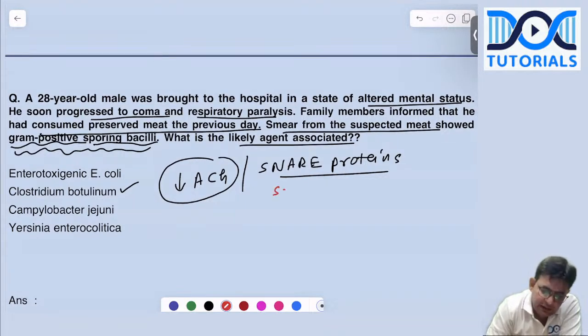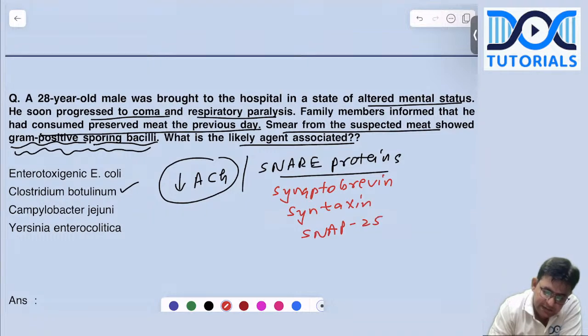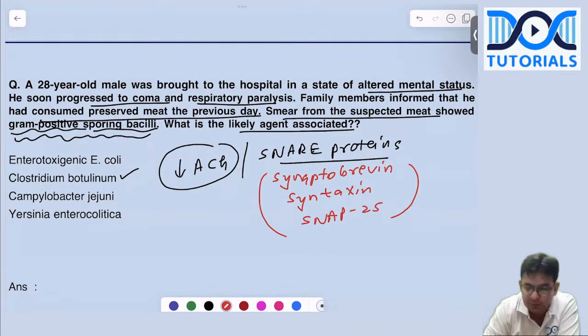So, guys, I already told you: synaptobrevin, syntaxin, and SNAP-25. You should know the names of the SNARE proteins used by which particular toxin? BT toxin. No, no, no. Anuj, inhibition of GABA and glycine is in Clostridium tetani. And here they use these SNARE proteins to have which action? Decrease in the acetylcholine levels at various junctions.